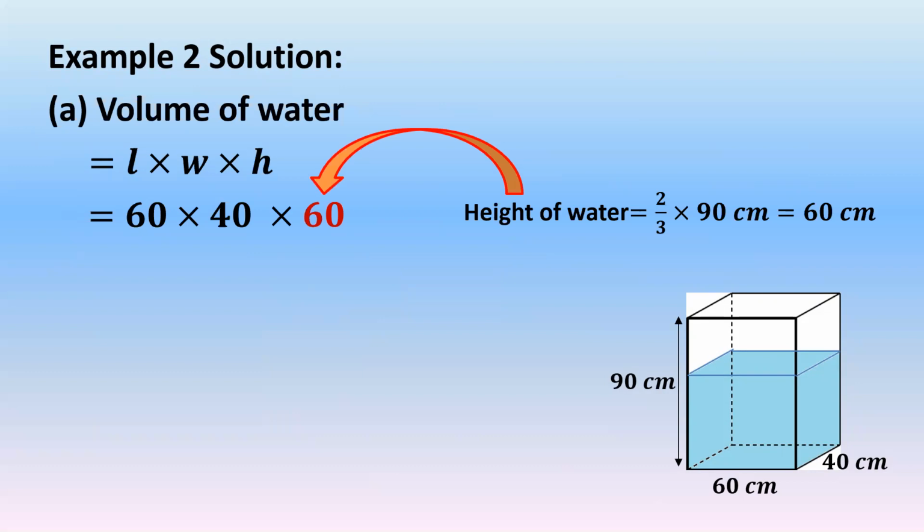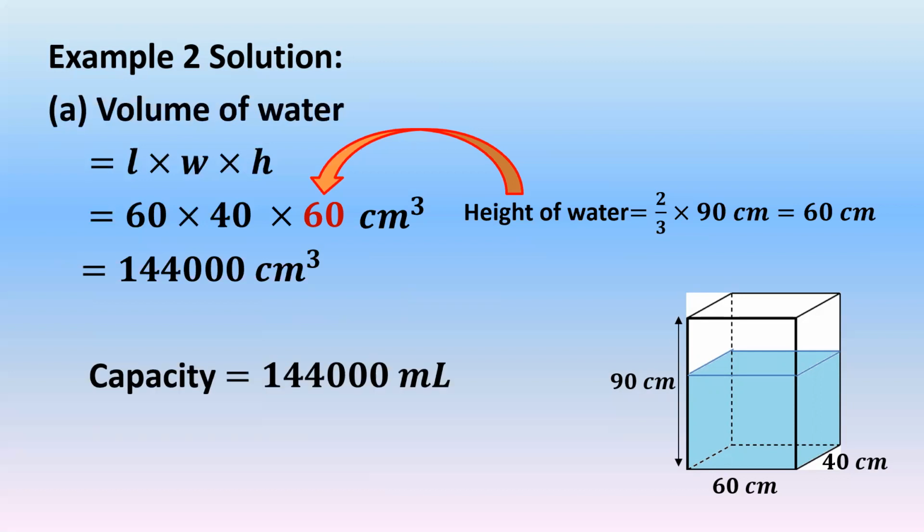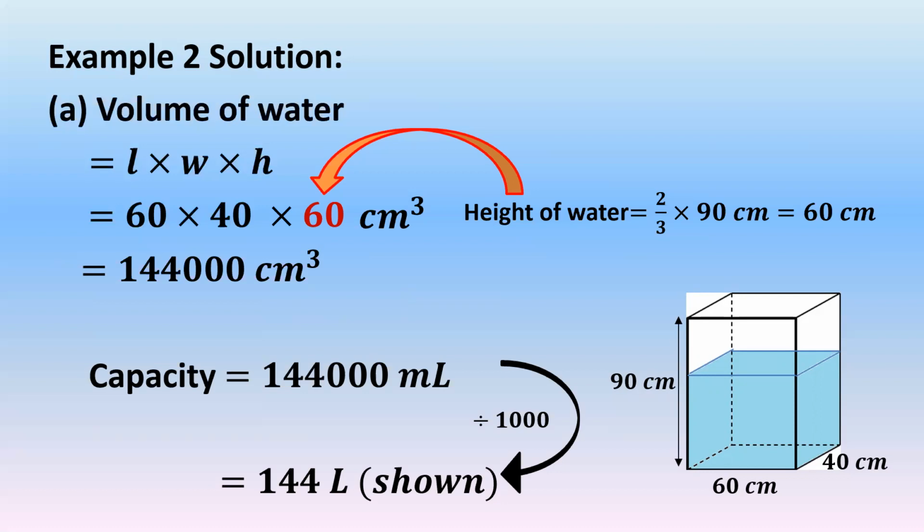Simplifying this, we are going to get volume in centimeter cube. Simplifying, we get 144,000 centimeter cube. Capacity is equal to 144,000 milliliters. Dividing this by 1,000, we get 144 liters. This is what we needed to show.